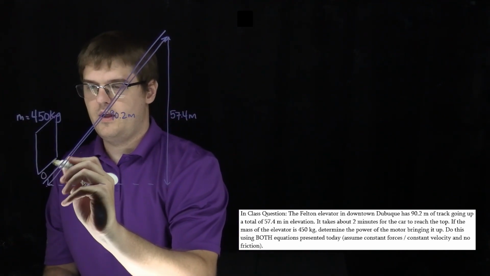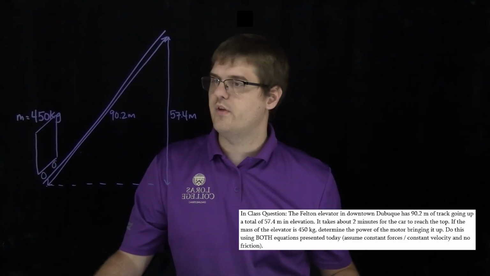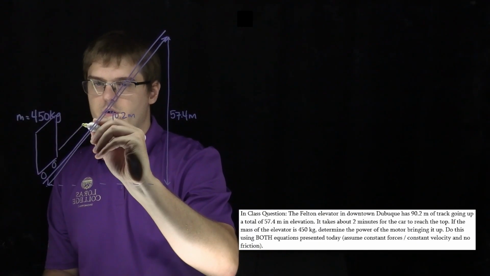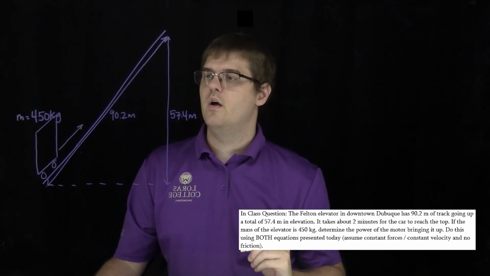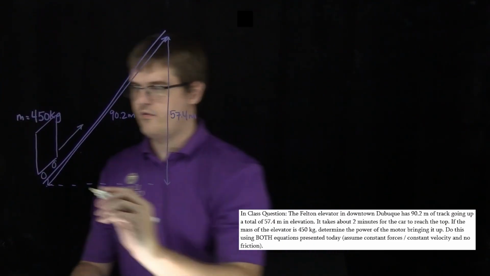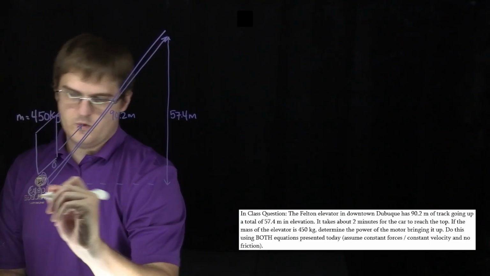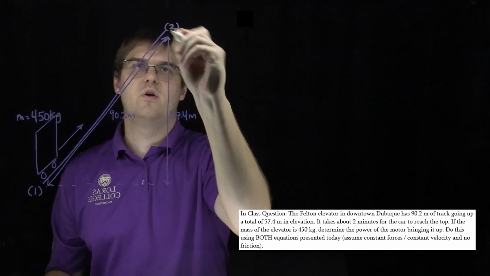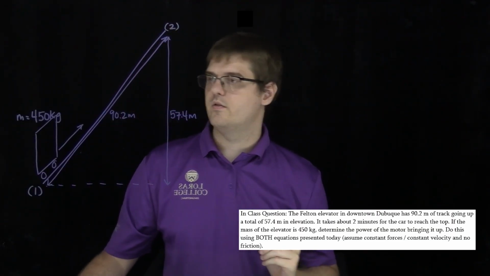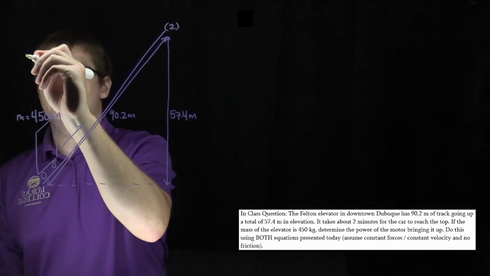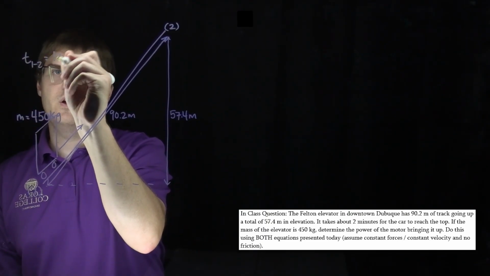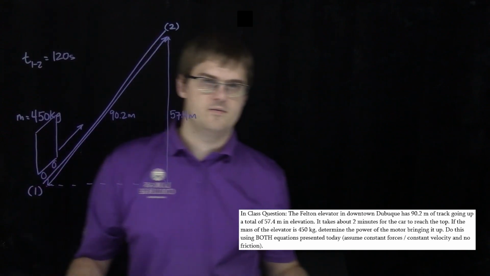Everybody who is anti-trigonometry is celebrating today. It's being pulled by a little cable all the way up, and to get from the bottom, which we'll call 1, to the top, which we will call 2, it takes a total time, time 1 to 2, of 2 minutes, which is going to be 120 seconds.